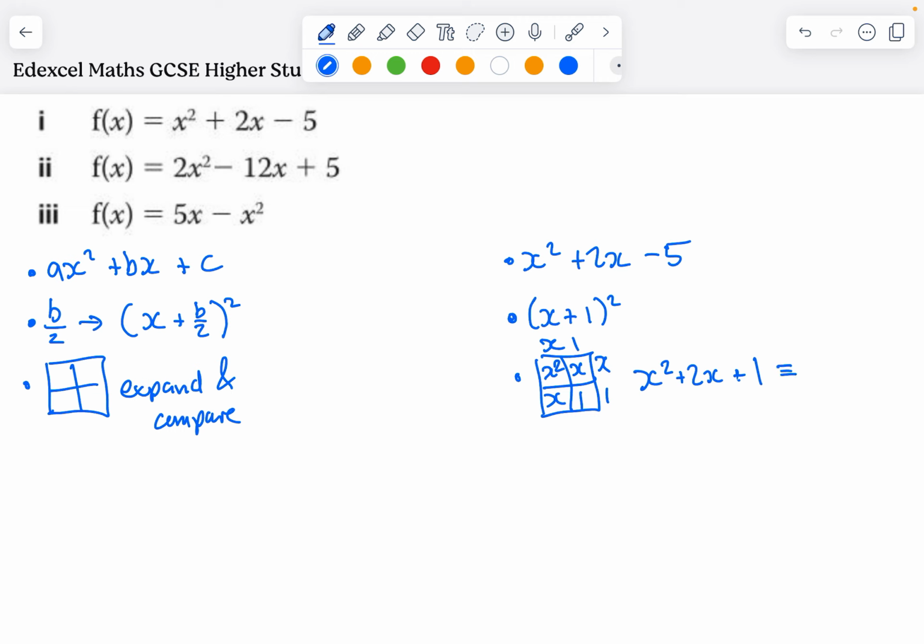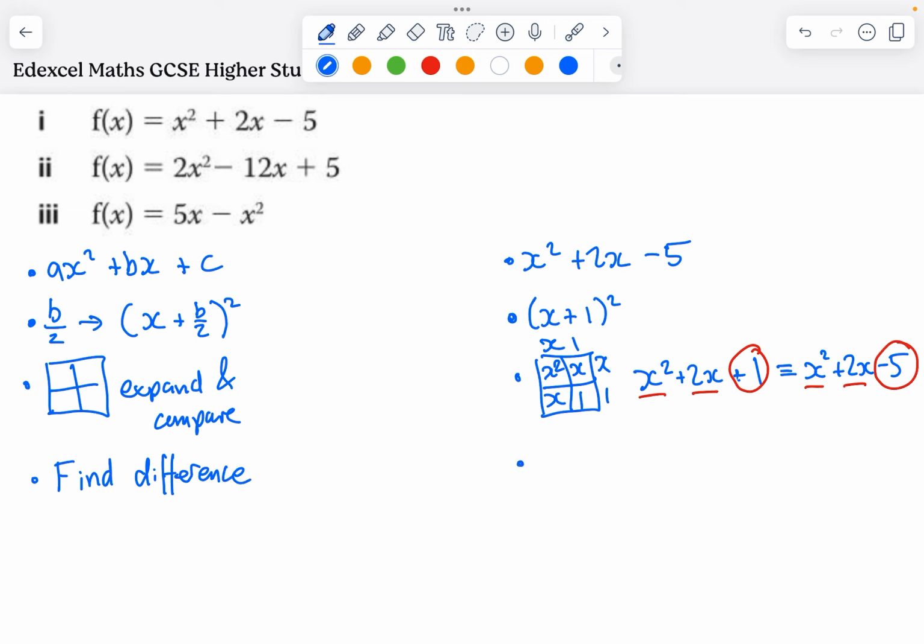And I'm going to compare it to the original equation, which is x squared plus 2x minus 5. Okay, so x squared, that's fine. 2x, that's fine. Plus 1 minus 5. So the one on the left, the x plus 1 squared, is 6 more than the original equation. So now, the last thing I have to do is find the difference.